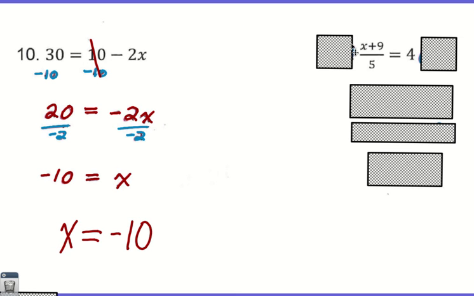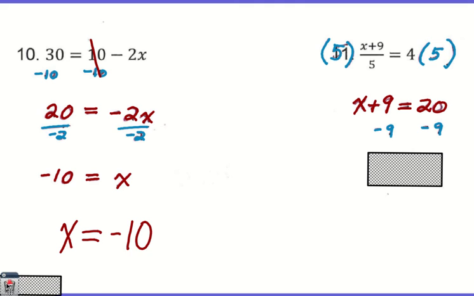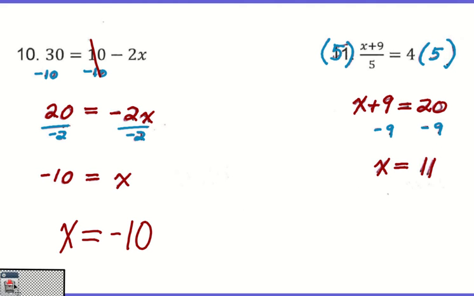In this problem, number 11, this is a little bit different. The first thing you would actually do is multiply by 5. If the fraction looks like this, we want to get rid of that 5 first. So we multiply both sides by 5 to leave x plus 9 on the left. The right side becomes 20, because whatever you do to one side, you have to do to the other side. And now we would subtract 9 from both sides to get x all by itself on the left. X equals 11.